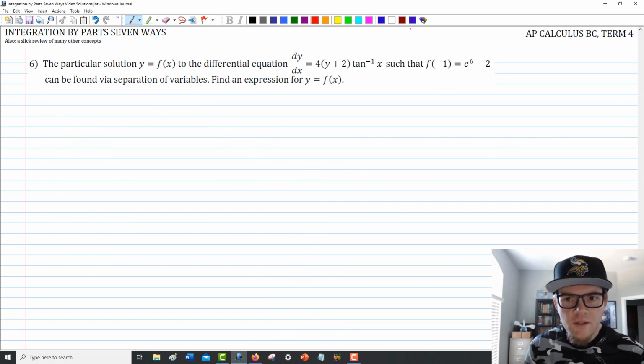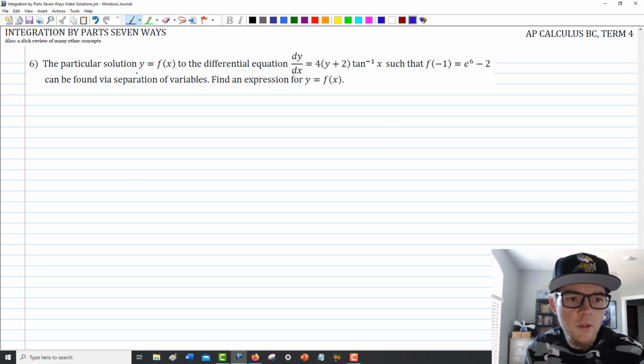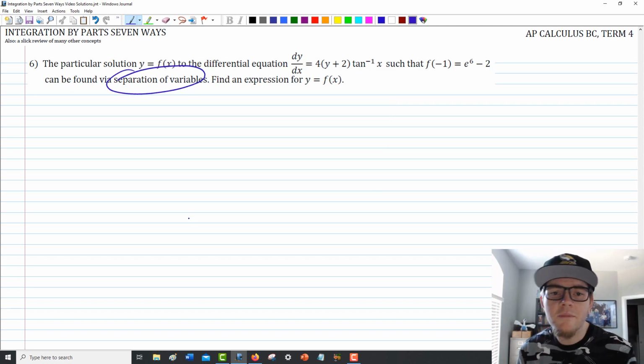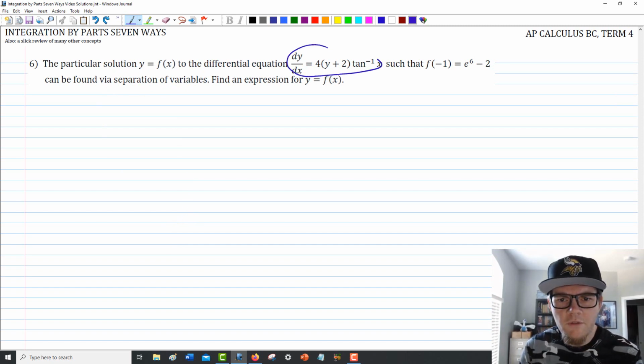Question number 6 is the next problem we're going to run into. In this case, it looks like we've got a separation of variables problem. If you're wondering how I knew, it says separation of variables. It always helps a little bit. So in here, we're talking about a particular solution to a differential equation. So that's kind of an interesting setup.